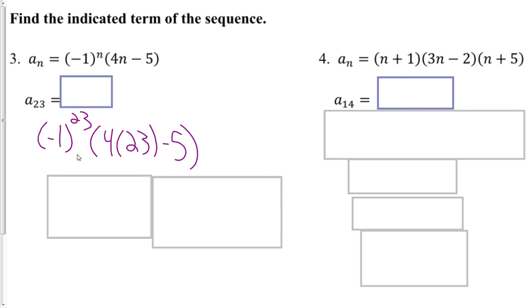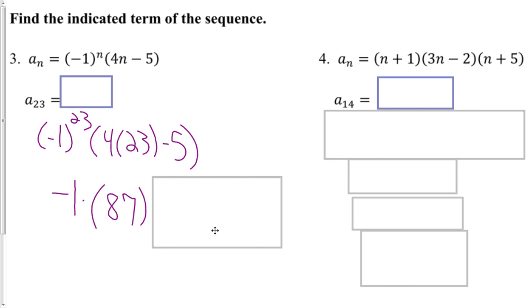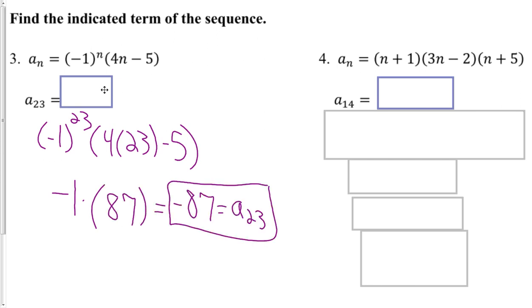So we've got 23 negatives, which is going to give us negative 1, right? 22 will cancel. Each pair will cancel. And this is an odd number, so we'll have 1 left over. Times 4 times 23 is 92, minus 5 is 87, so negative 1 times 87 is negative 87 as our 23rd term.